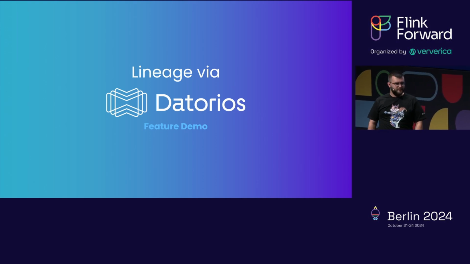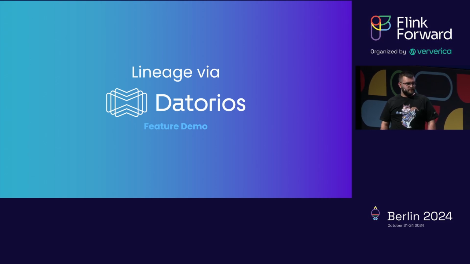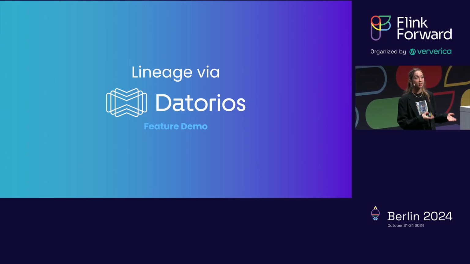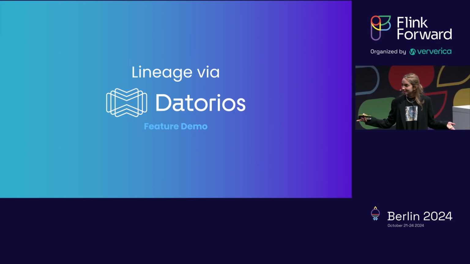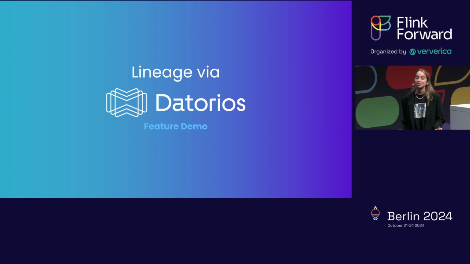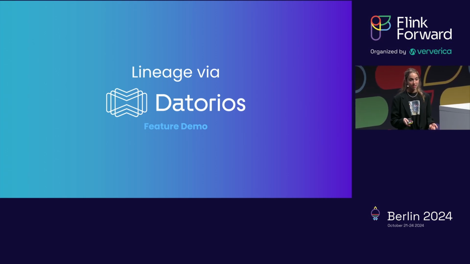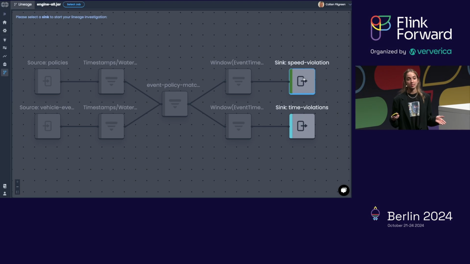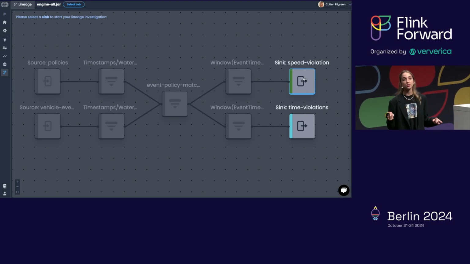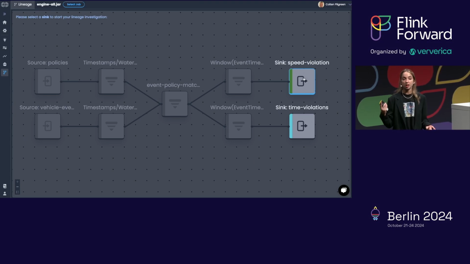OK, so thank you, Colton. Now we're going to do a short demo to see how we can do this whole headache in the Datorios Lineage tool. The first thing I'll do is select a job, the job we've been talking about. Then we need to select the sink we want to focus on, and I'll select the upper sink because that's the one for the speed violations.